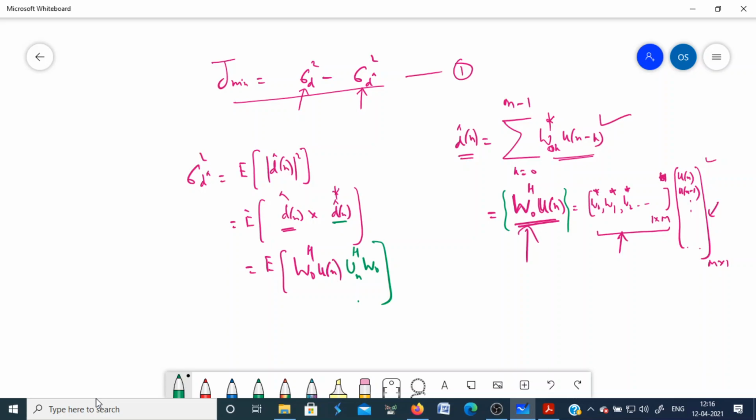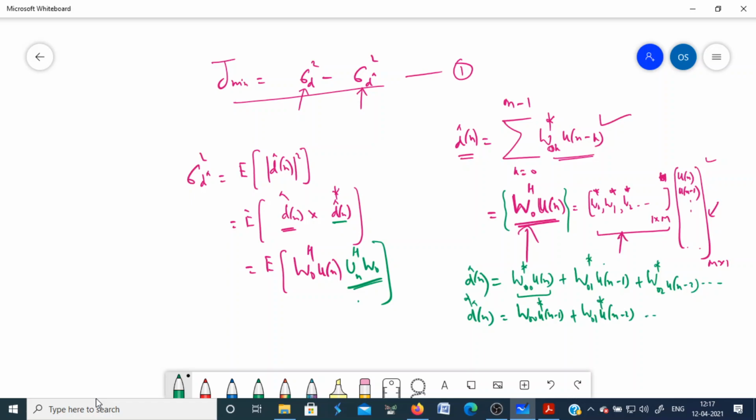See what it basically means, how I have written this equation. This was w o H into u n, it was basically like this: w o0 star into u of n, then plus w o1 star into u of n minus 1, then plus w o2 star into u of n minus 2, and so on. This is d cap n. If you take its conjugate, it will become w o0 into u of n star, then w o1 into u of n minus 1 star, and so on. So in the form of a matrix, you can write it like this. Now this Hermitian transpose will be on u n, and on w of these matrices there will be no star.